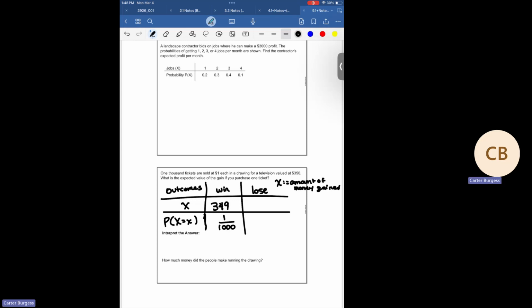Okay. And then what is our quote unquote monetary gain opposite if we lose? -1, because we lose $1. If we gain a -$1, we lose $1. And how likely is that to occur?